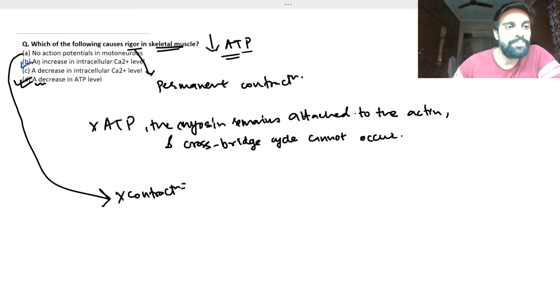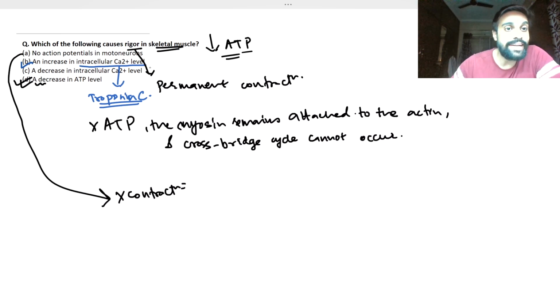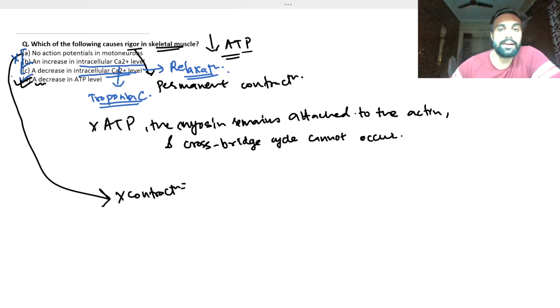Now the option B, when intracellular calcium concentration increases, this Ca+2 will bind with troponin C, thereby permitting the cross-bridge cycle to occur. And in case of decreased concentration of intracellular Ca, there will be relaxation. So in this MCQ, A, B, C, all these options are incorrect, and only D, that is decrease in ATP level, is the correct answer.